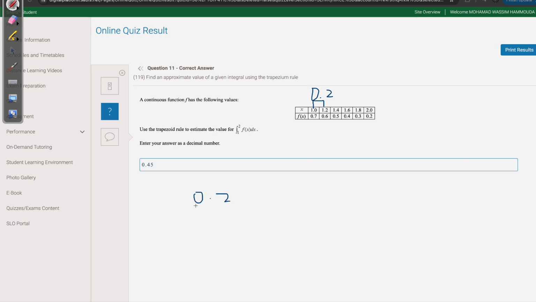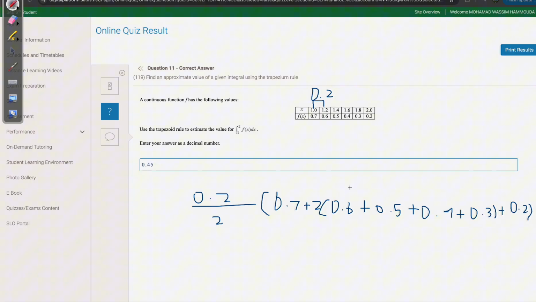0.2 over 2 into 0.7 plus 2 times 0.6 plus 0.5 plus 0.4 plus 0.3, close brackets plus 0.2. We're going to close this big bracket and we're gonna get 0.45.